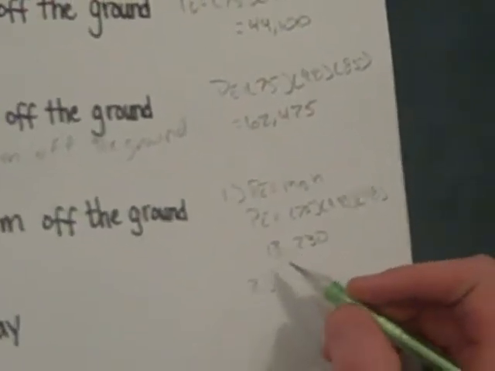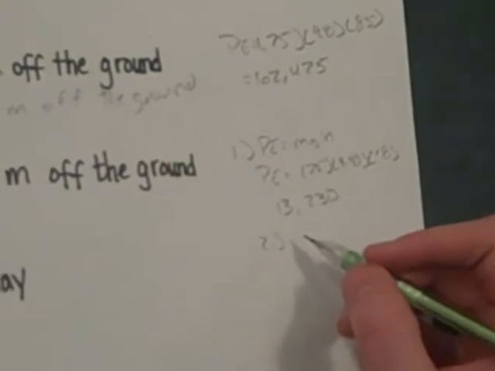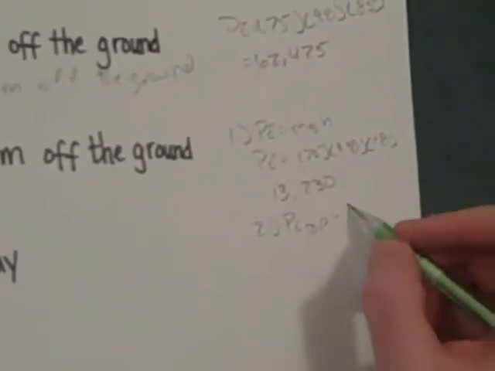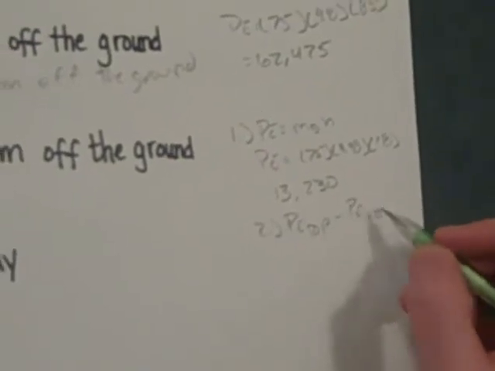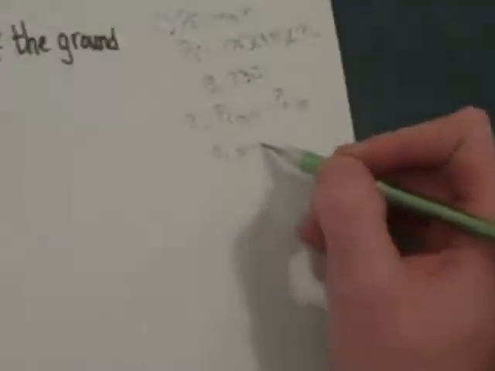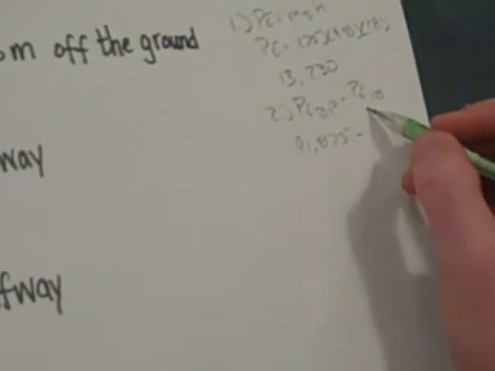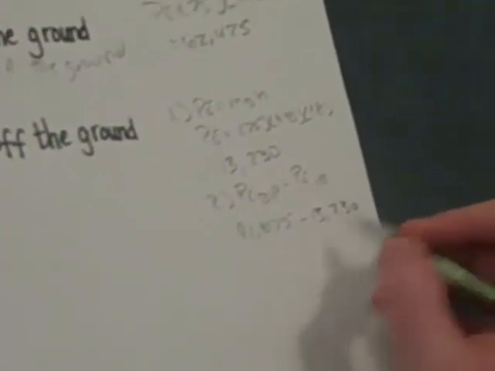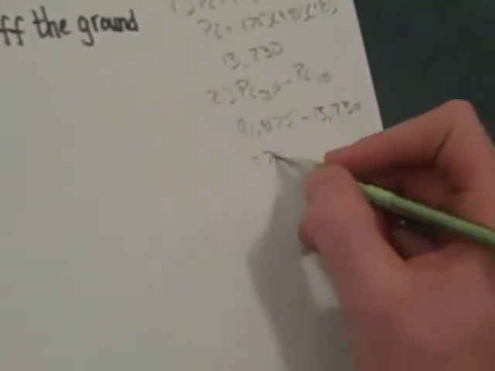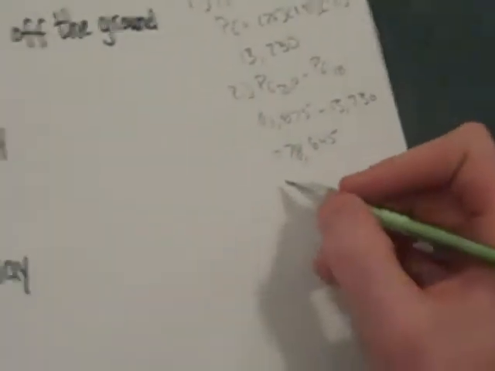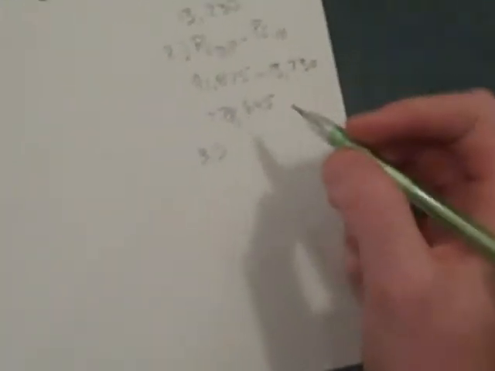Next step is to find the kinetic energy, and the shortcut to do it for this part is to take the potential energy of the top and subtract it from the potential energy at 18 meters. So you take the potential energy from the top, which we found right here is 91,875. Subtract that from the potential energy at 18, which we found right here is 13,230. For that answer we find 78,645.